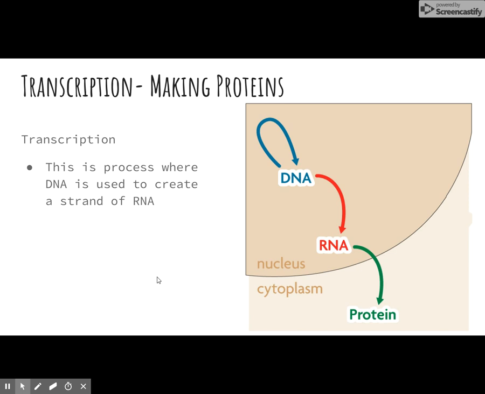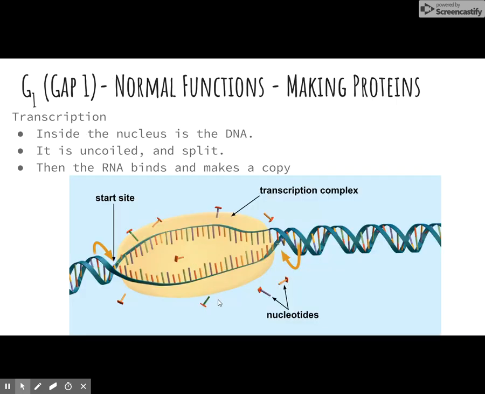Now, the first step to making a protein is what we call transcription. Transcription is the practice of taking DNA and converting it into RNA. This is what we call that process. So, here's how transcription works. Transcription occurs inside the nucleus, and it's going to be using the DNA strand.